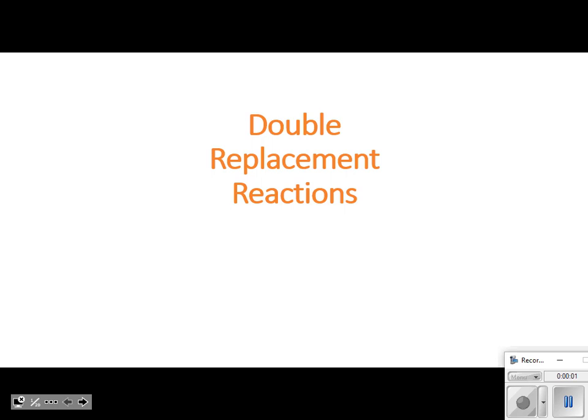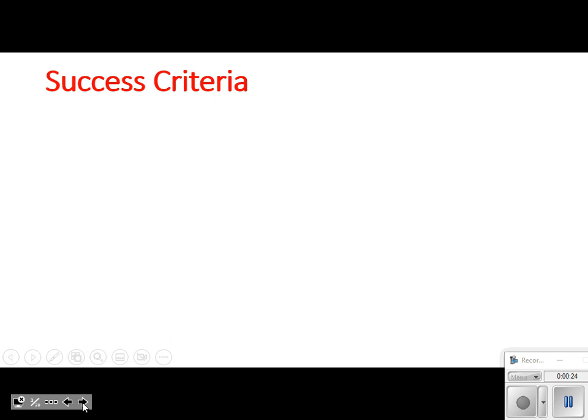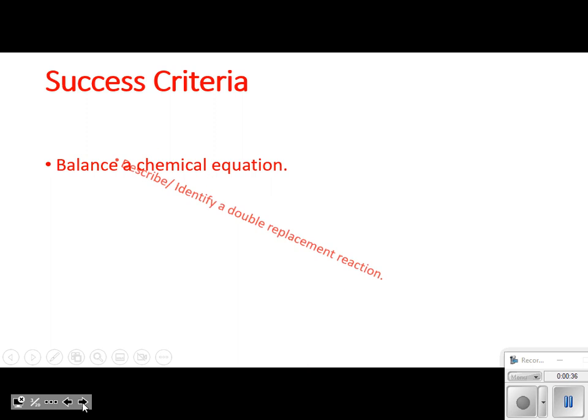Today we're going to talk about double replacement reactions. Our learning target is the same one we've had for this entire unit: to classify the types of chemical reactions. Our success criteria for this video: number one, we need to be able to balance a chemical equation.